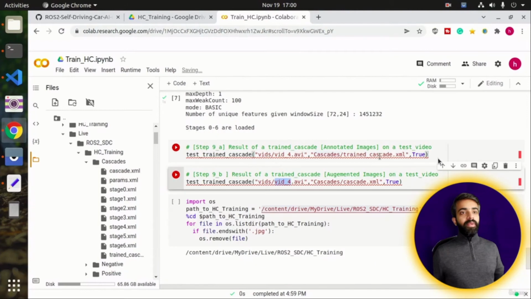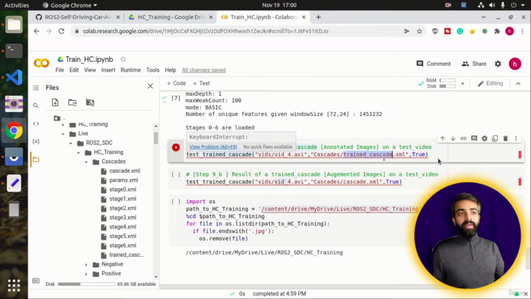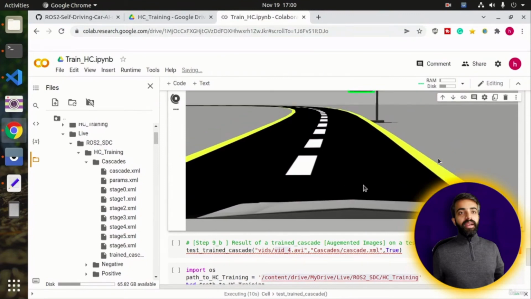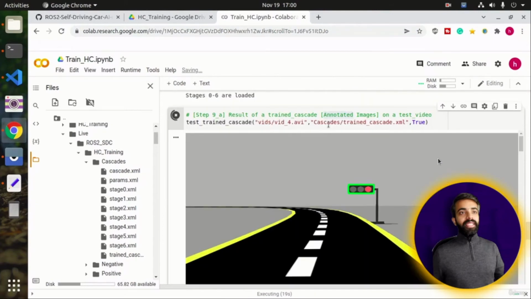But I've also trained a cascade previously using the annotated images instead of the augmented images. Now, I want to show you the fundamental difference between using annotated images and augmented positive images. If I use the cascade that was trained using annotated images, you will see that it runs flawlessly, and as you can see in this video, it gives us a great detection of the traffic light, with a very tight boundary around it in each frame of the video. Now, if I stop this right here, you will see that when I run the same process using the cascade that was trained using augmented positive images, it will not give me very good results.